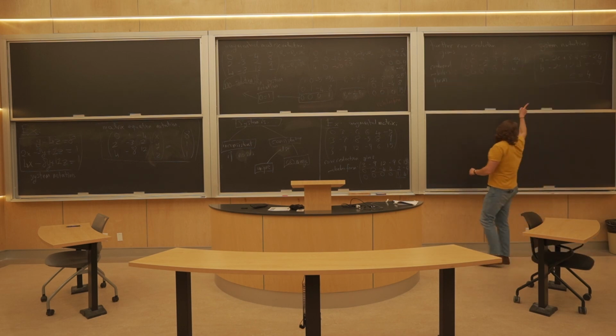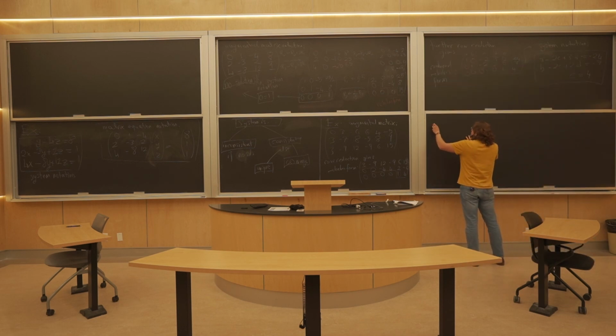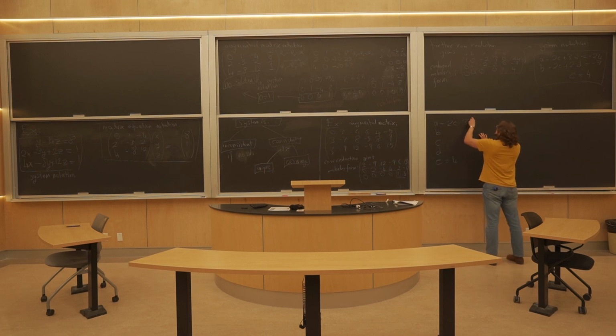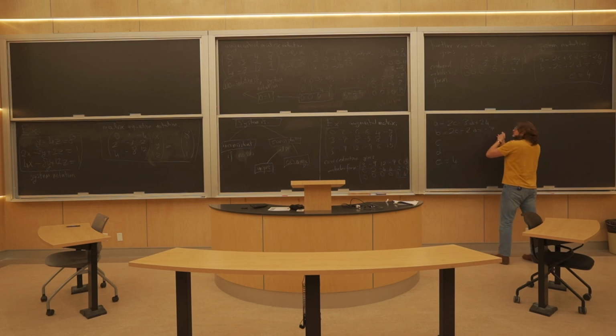So instead of writing it like that, I'm going to write it like so. So E is 4. That's fine. A is 2c minus 3d plus 24. B is 2c minus 2d equals minus 7. C is question mark and D is question mark.